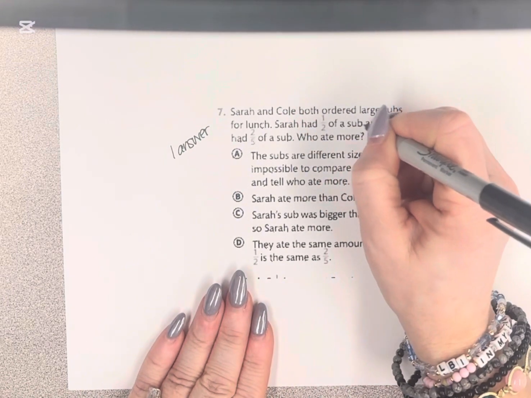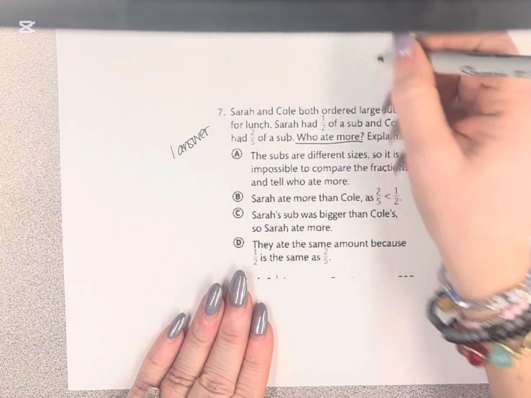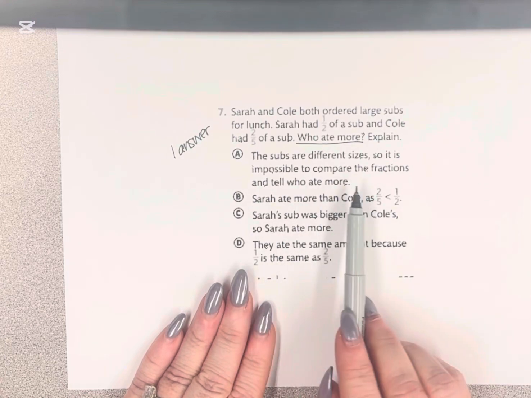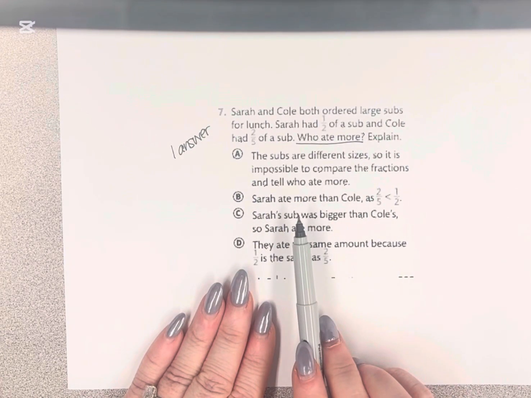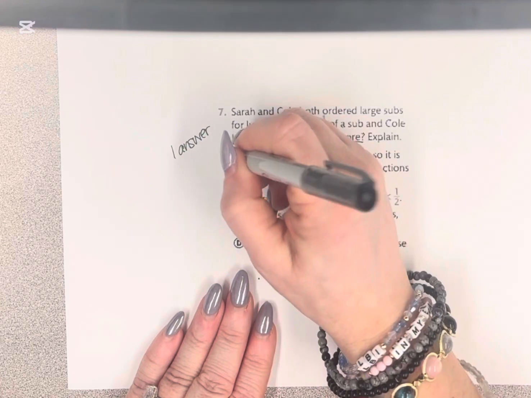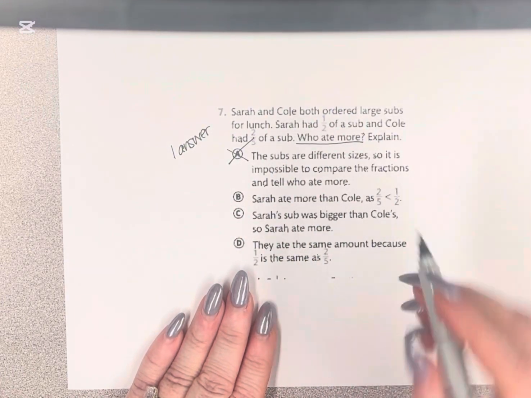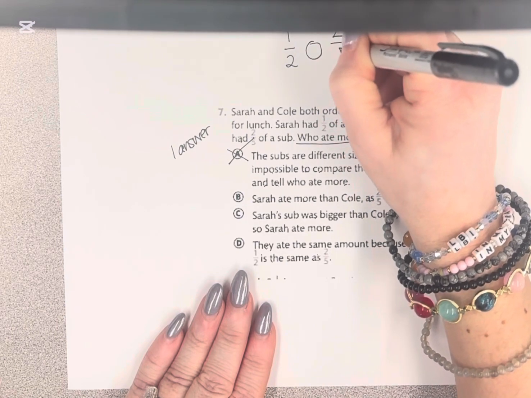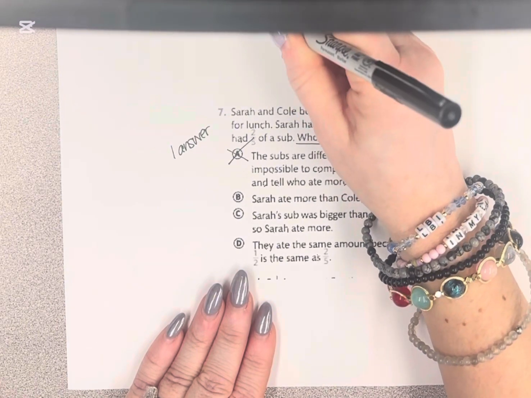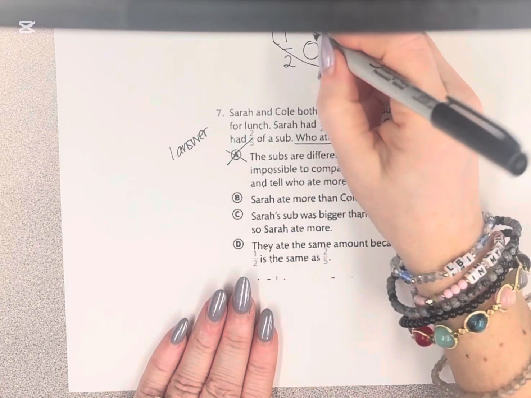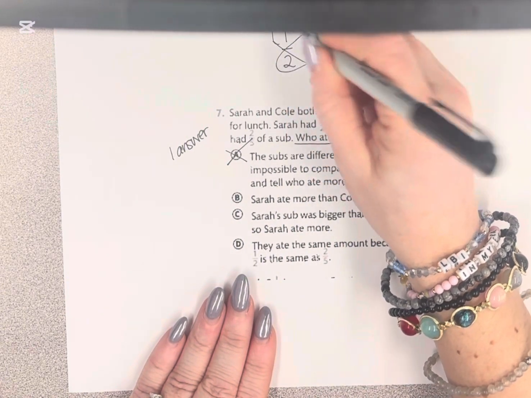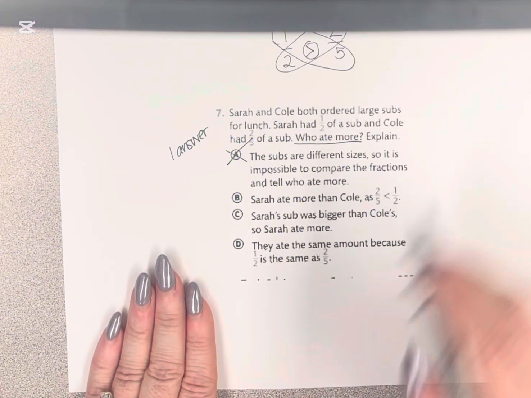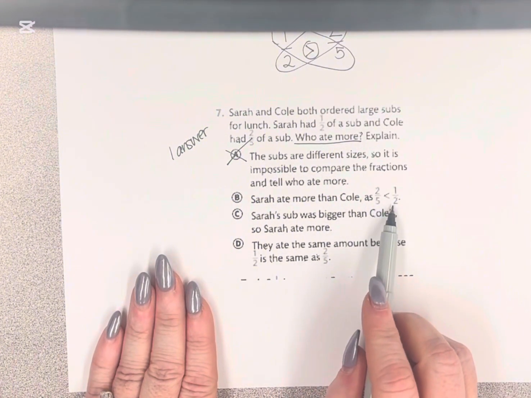Well, if we want to know who ate more, we have to think comparison. The subs are different sizes, so it is impossible to compare fractions and tell who ate more. Well, I don't think it's ever impossible to compare a fraction, so this one's out. So let's look at these three. 1/2, 2/5, and we compare 5 and 4. 1/2 is greater than 2/5. Sarah ate more than Cole, as 2/5 is less than 1/2.